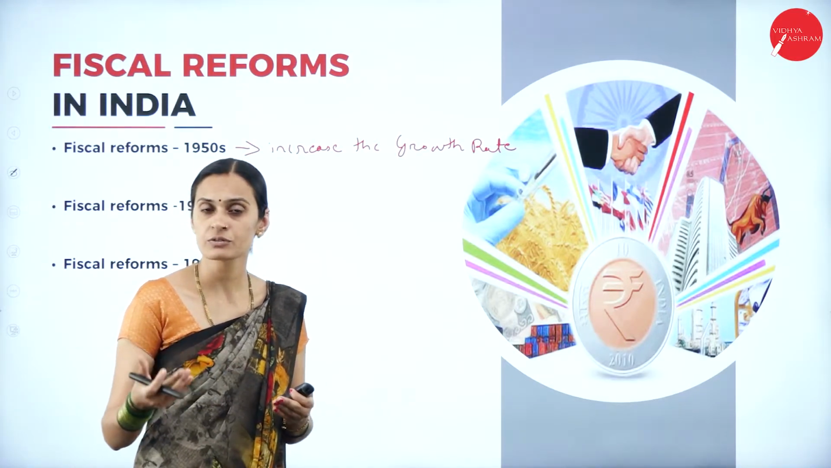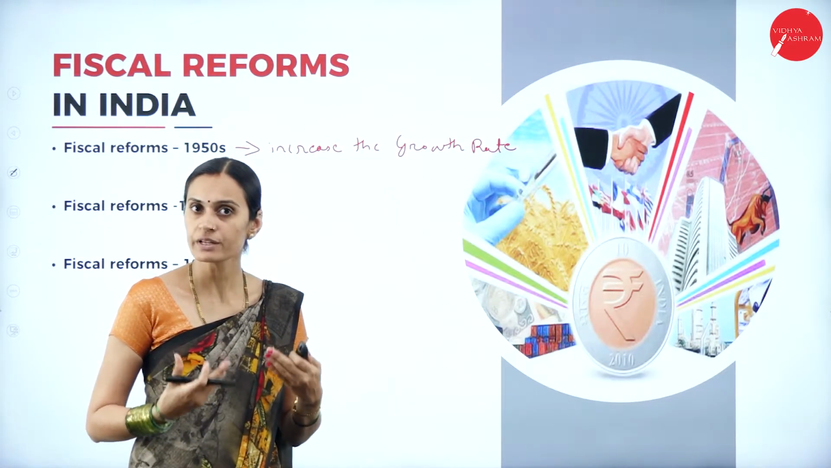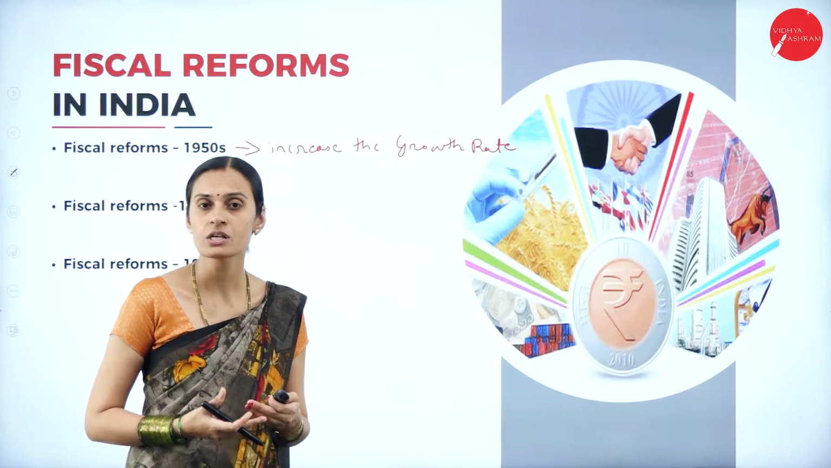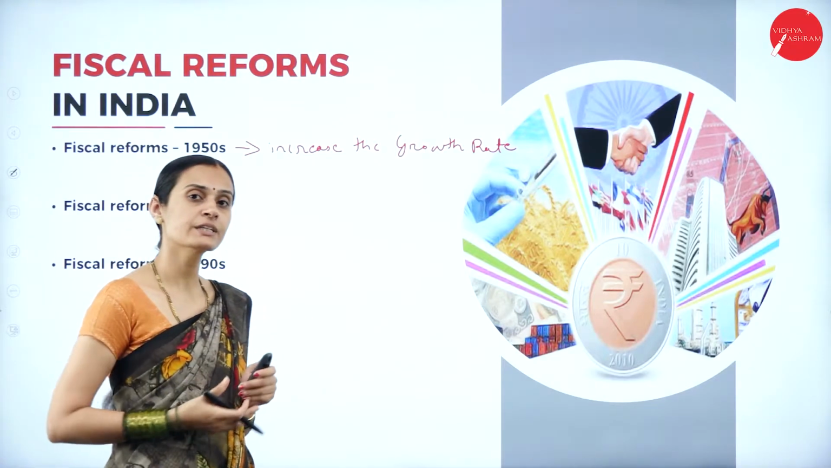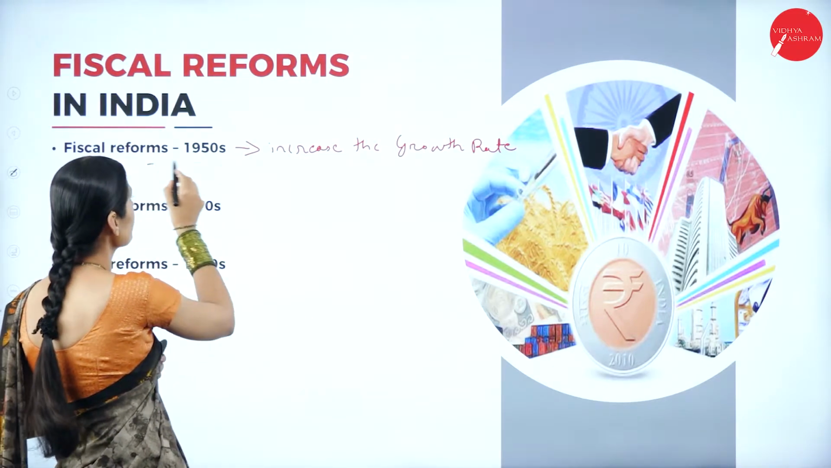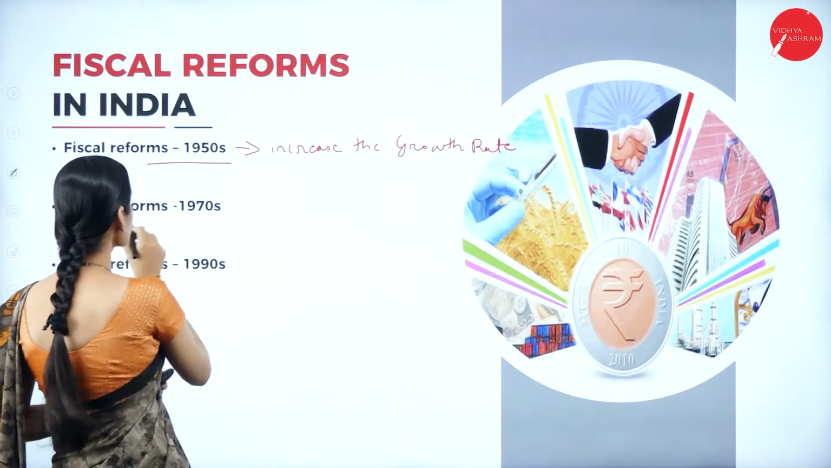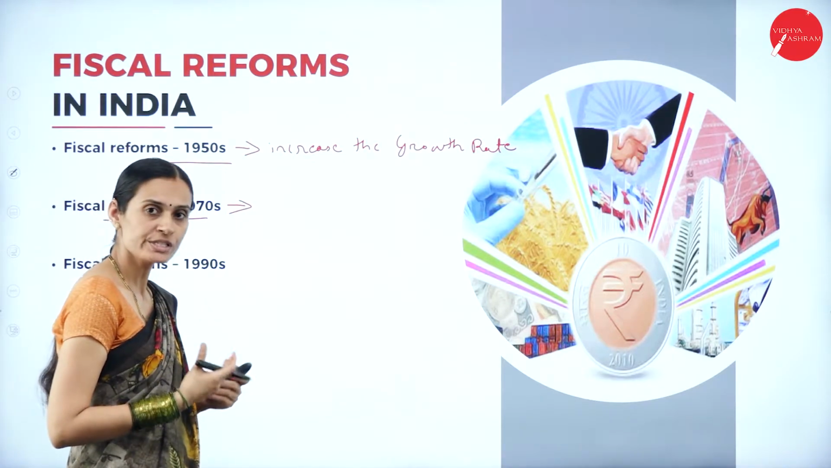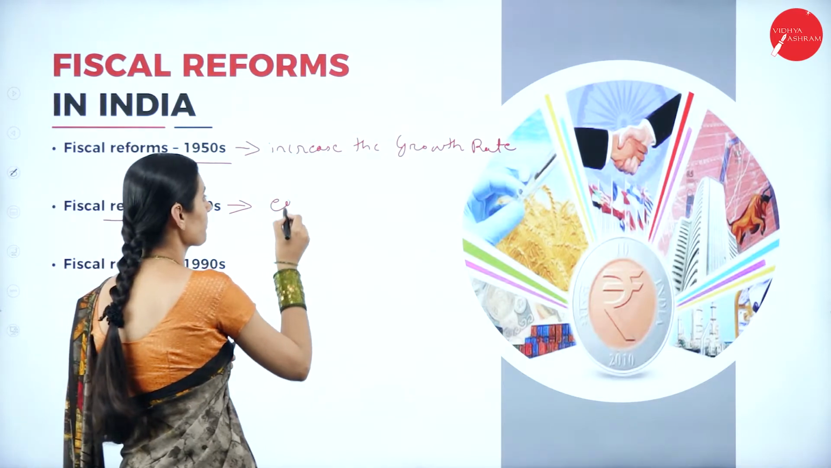So what is progressive taxation? If income and wealth increase, the rate of tax also increases. By introducing progressive taxation, it helps to reduce inequalities. This was the main intention of the first fiscal sector reforms. And the second one, the fiscal reforms in the 1970s. These reforms consciously focused on achieving equity and social justice.